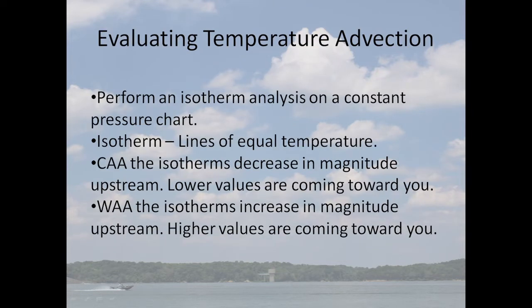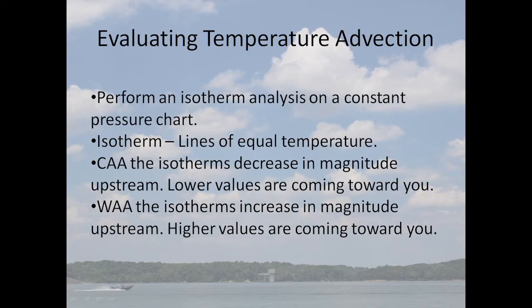Evaluating temperature advection. Perform an isotherm analysis on a constant pressure chart. Isotherms are lines of equal temperature. Cold air advection: isotherms decrease in magnitude upstream. Lower values are coming toward you. And warm air advection: isotherms increase in magnitude upstream. Higher values are coming toward you.